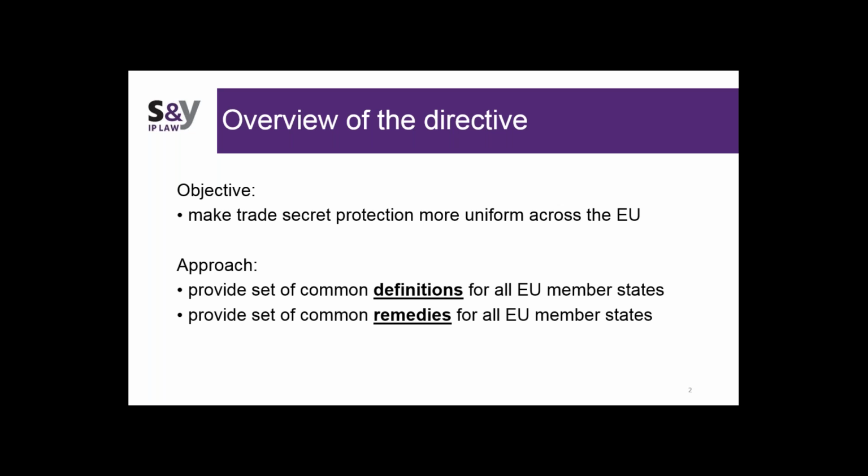The way the directive approaches its main objective is to provide a set of trade secret-related definitions which must apply in all EU member states, along with a set of remedies which must be available in all EU member states when unlawful acts involving trade secrets are committed. Before we look at some of the definitions and remedies, it's worth noting a few points about the directive.